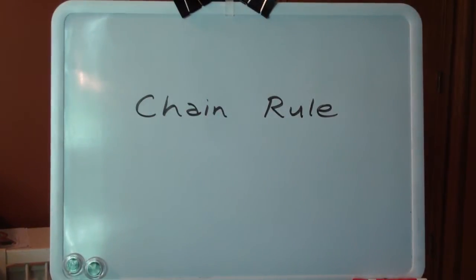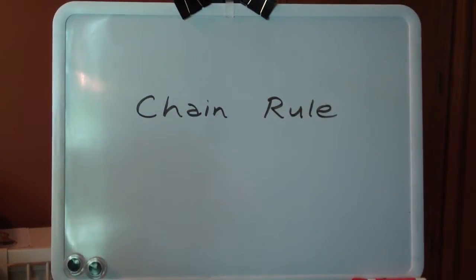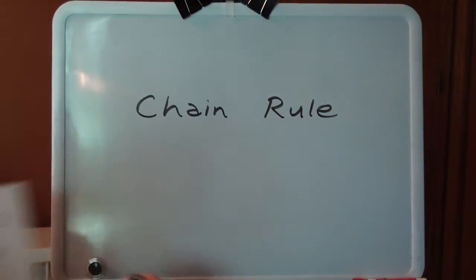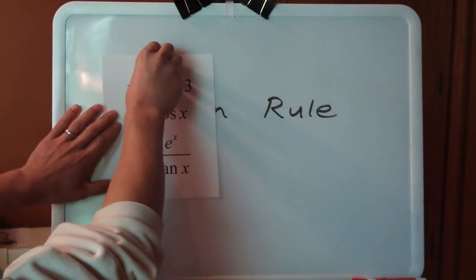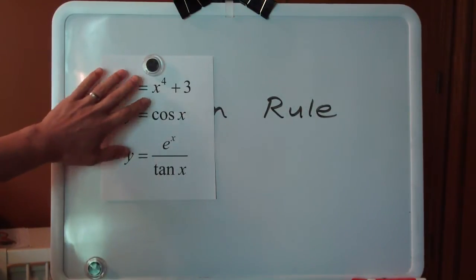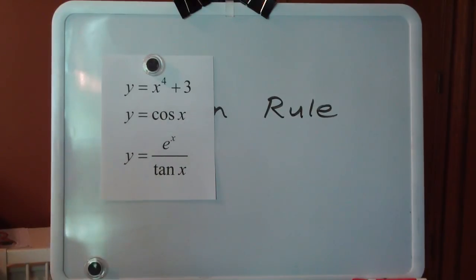Alright, it's chain rule time, and this is without a doubt the most important section that we learn related to derivatives. So I'm going to show you a couple of things here really quick. If you look at these functions here, we have all the rules necessary to differentiate these functions. They're fairly basic. You can think of things like the power rule, the trig rule, and also the quotient rule.